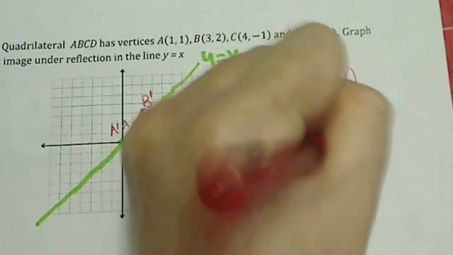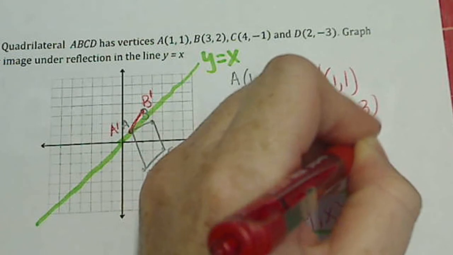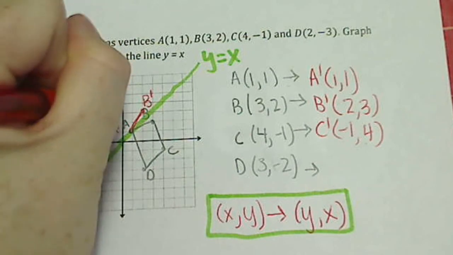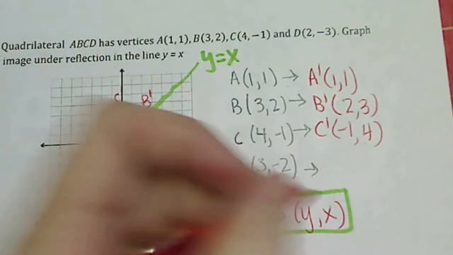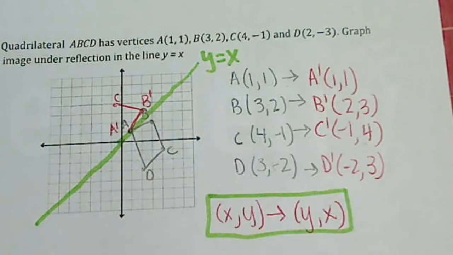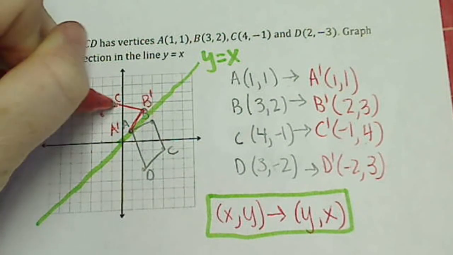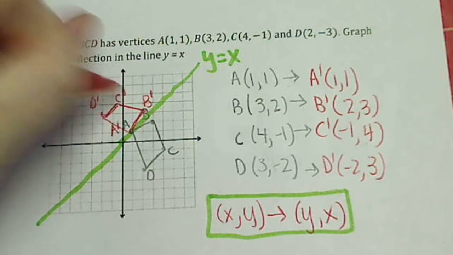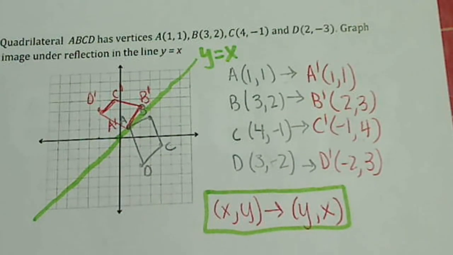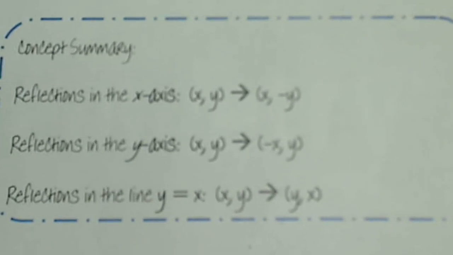Okay, let's try C prime. Swap places, so it's the point -1, 4. So -1, 1, 2, 3, 4. Okay, let's try D prime. Switch places. That's -2, 3. Right there. Hey, it does look like it just flipped over that way. So excellent. Make sure you know these rules for reflections. Memorize them.